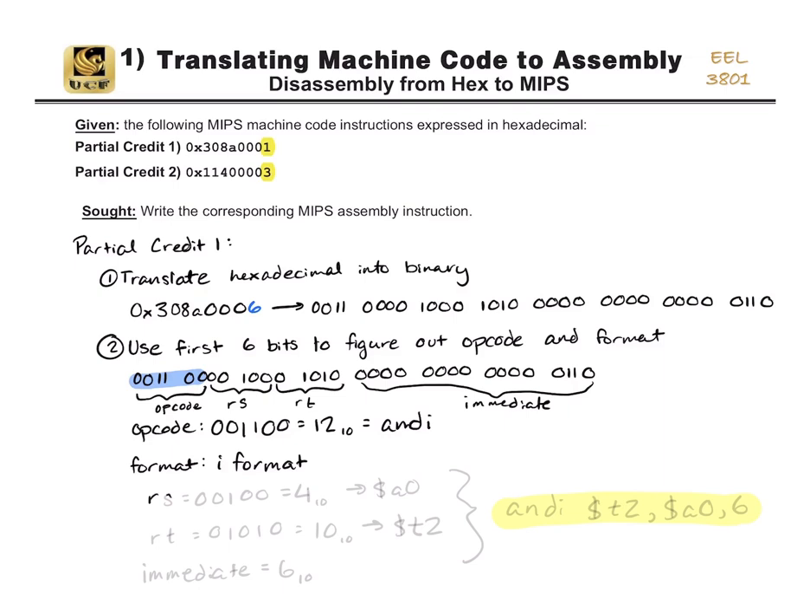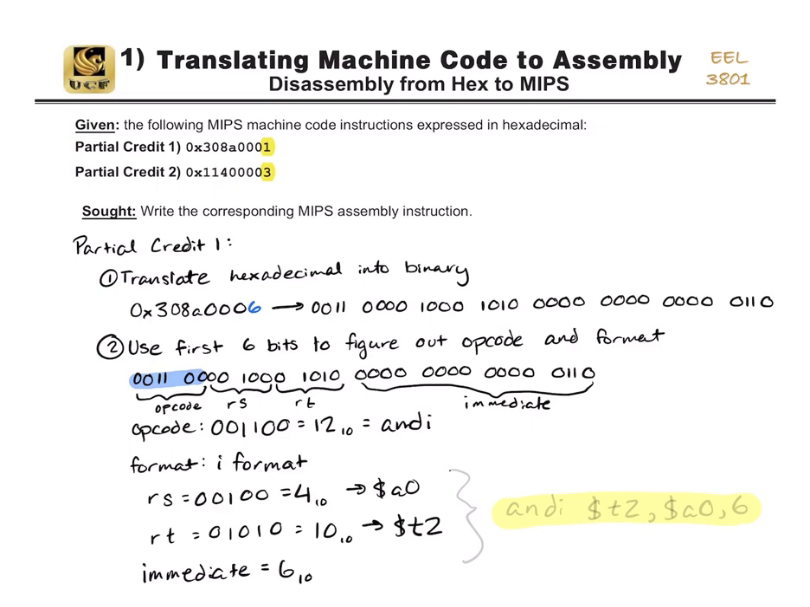So, based on this, RS is equal to 00100, which is equal to 4 in decimal, which corresponds with the A0 register. RT is equal to 01010, which is equal to 10 in base 10, and corresponds with the T2 register. And the immediate is going to be 6 in decimal.